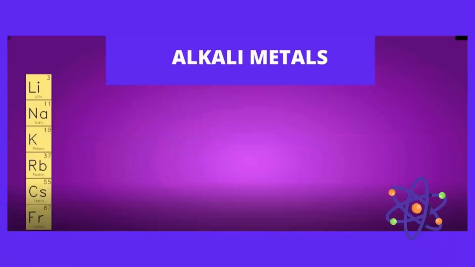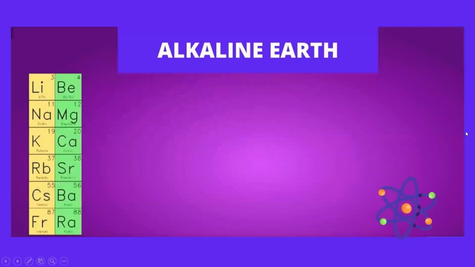Group 1, previously 1A, or alkali metals, composed of the elements lithium, sodium, potassium, rubidium, cesium, and francium. Alkali metals are extremely reactive. Group 2, formerly 2A, or alkaline earth metals, composed of the elements beryllium, Be, magnesium, Mg, calcium, Ca, strontium, Sr, barium, Ba, and radium, Ra.